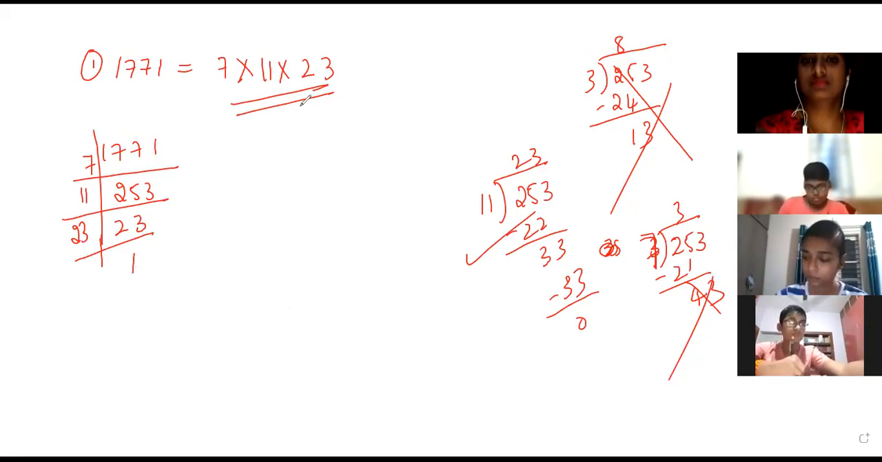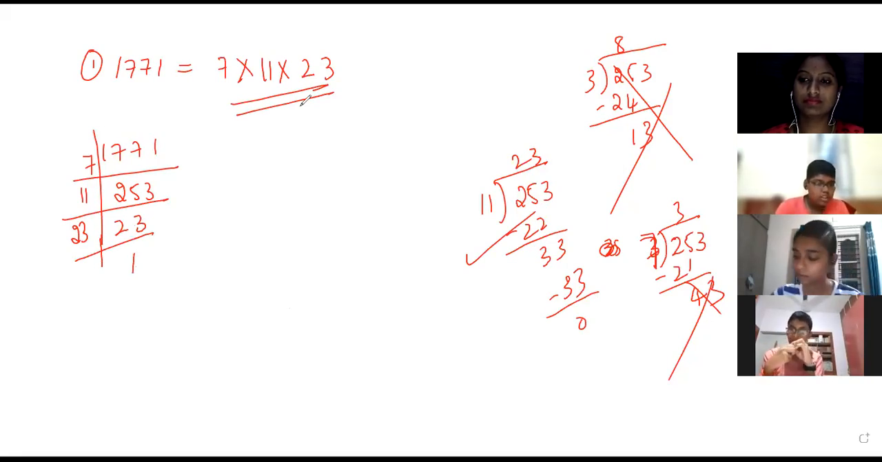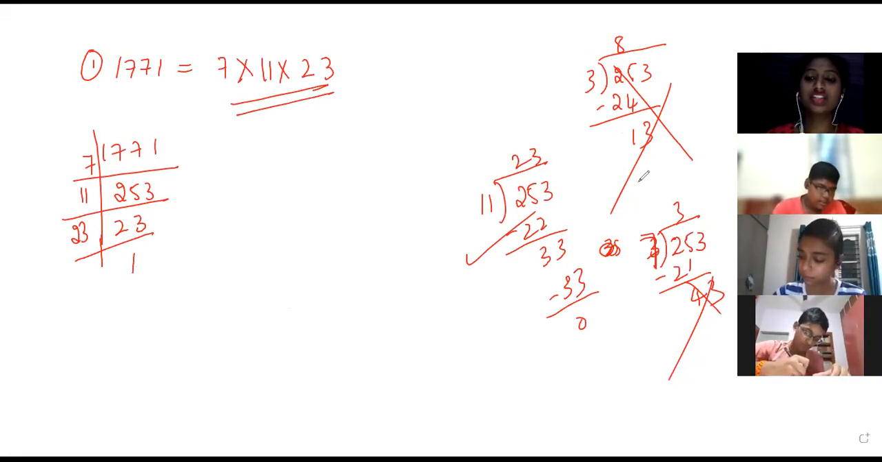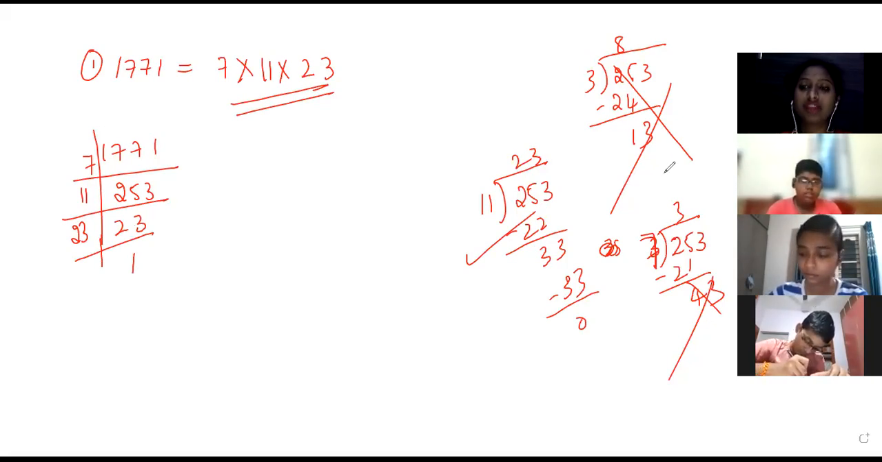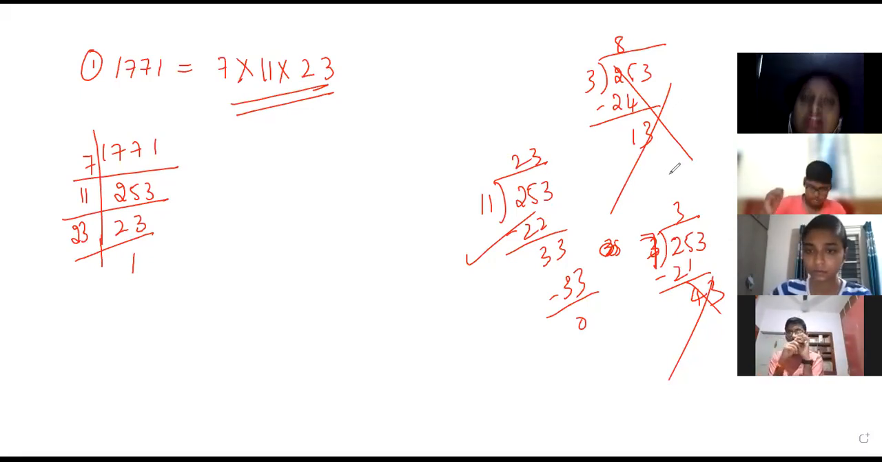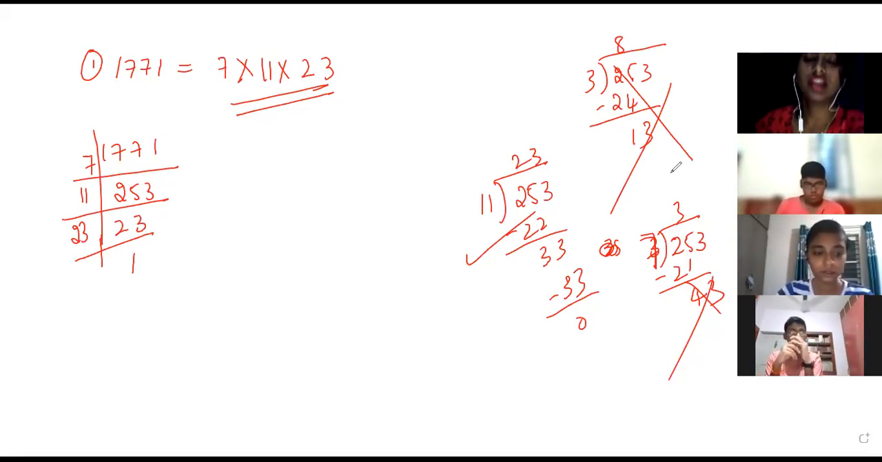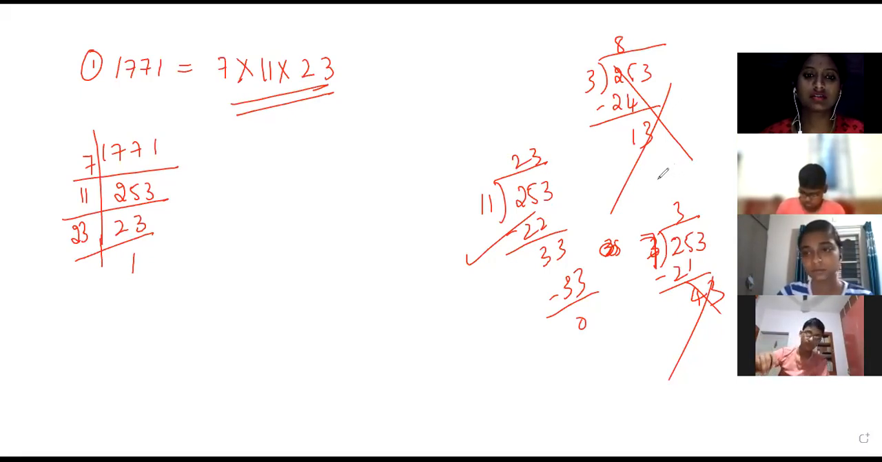Understood? Yes, ma'am. So you check for each and every prime number. Divide it. If you get a remainder 0, then that's a factor. If you don't get a 0, then go for the next prime number. That's how we check the divisibility. Everyone understood? Any doubts? Want me to repeat this again? No, ma'am. Okay, fine. Next, we'll go to the next concept. In the practice session, we'll work on a few more questions.